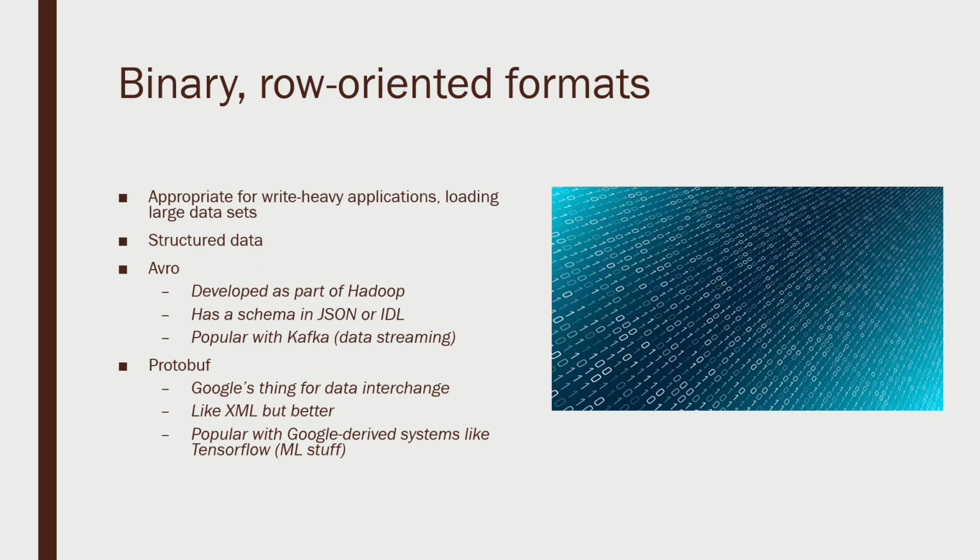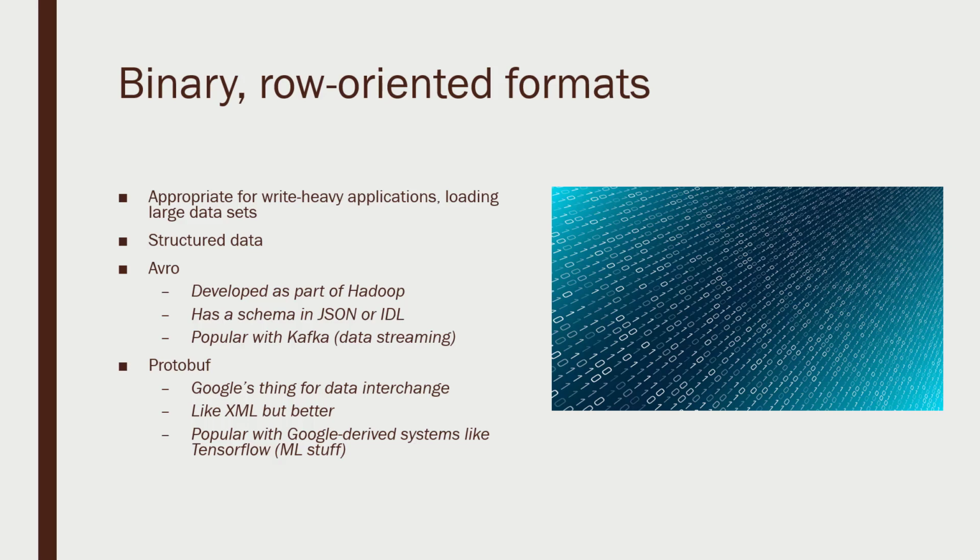Finally, let's talk about the binary row-oriented formats. So with a row-oriented format, it's more like what you're expecting. Imagine sort of a binary version of a CSV file, basically. And these are appropriate for write-heavy applications. So if you are just loading large data sets where you need to load every column of every row all at once, there's really no point in the complexity of column-oriented storage in that case, right? Because we are actually loading entire rows of information.